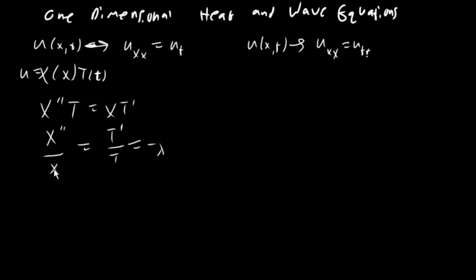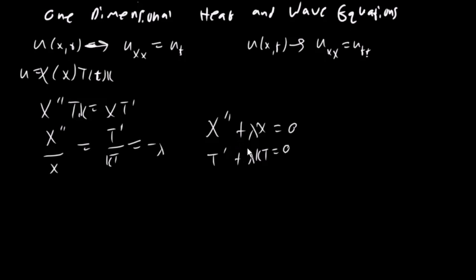And from this, we get the equations X double prime plus lambda X is equal to 0. And likewise, we get T prime plus lambda k T equals 0. This is supposed to be lambda k T, times a constant here. That's really easy to miss.